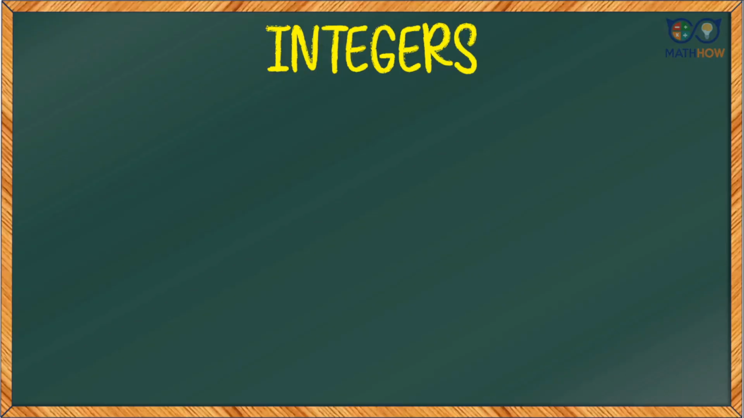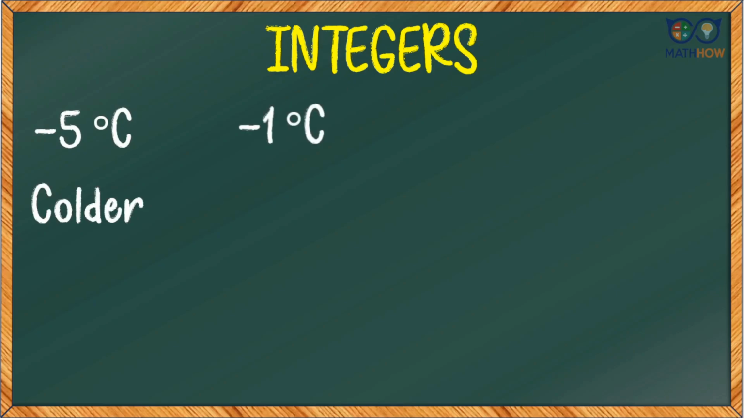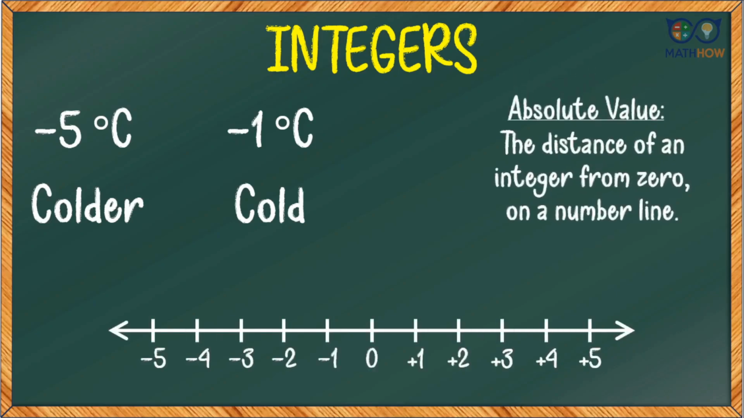Have you ever wondered why negative 5 degrees Celsius is actually colder than negative 1 degree Celsius? That's because when we order integers, the greater the negative number is in absolute value, the smaller it is. The absolute value of an integer is its distance from 0 on a number line. For example, the distance of negative 5 from 0 is 5, and the distance of negative 1 from 0 is 1.